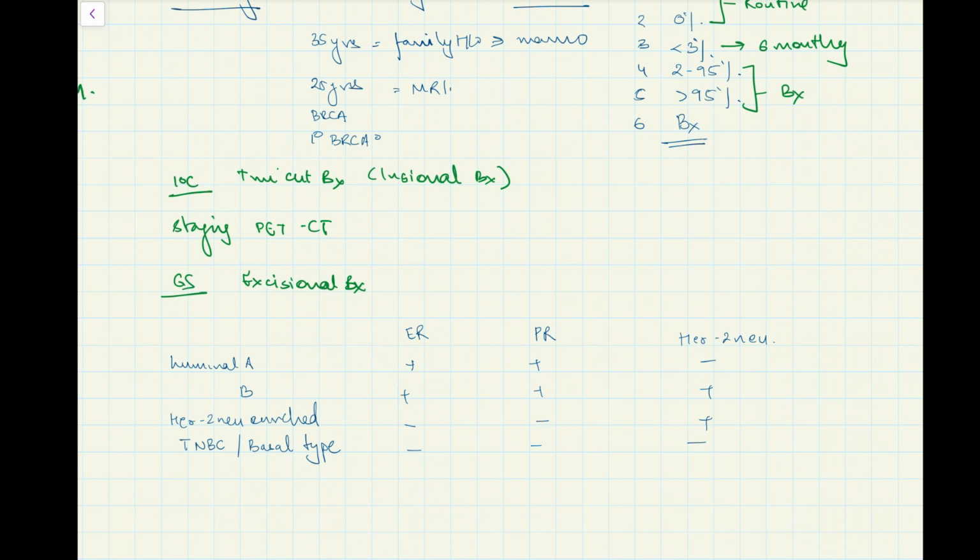So, in case of a triple negative or a basal type, the management is a PD-L1 inhibitor, that is atezolizumab, while for HER2 neu enriched, the monoclonal antibody given is trastuzumab or pertuzumab.